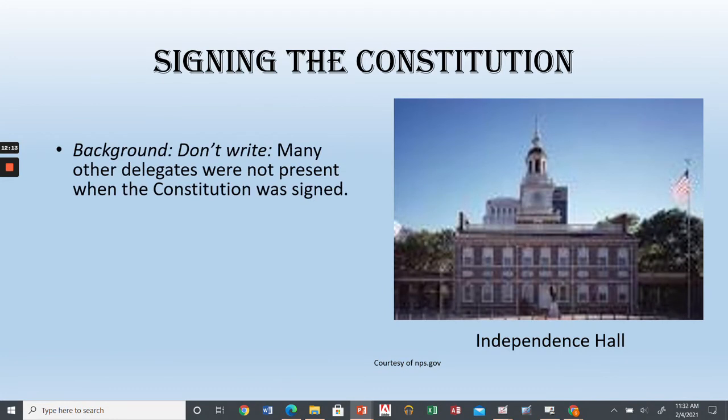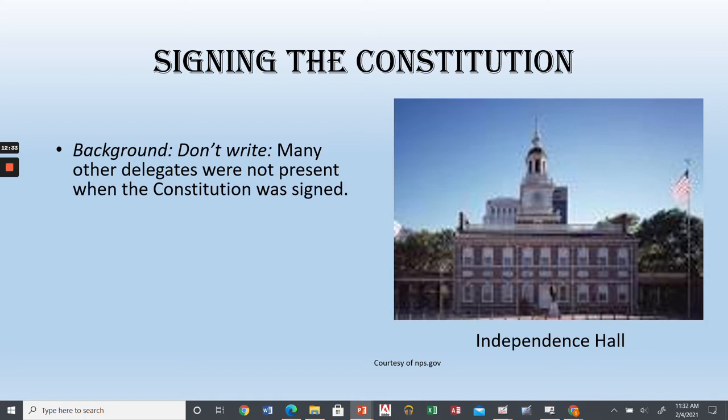Okay, this is background. You don't have to write this part down. Just understand, many of the delegates weren't present when the Constitution was signed. We started with at least 55, but remember, they were just sent to try to fix the Articles of Confederation, and they decided to rewrite a whole new Constitution. But this wasn't their job.